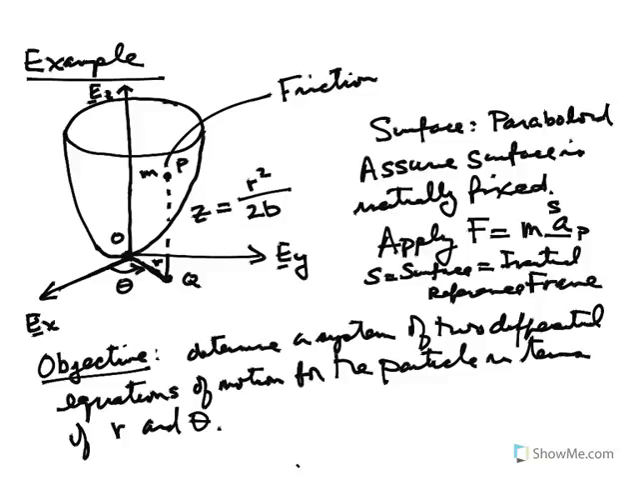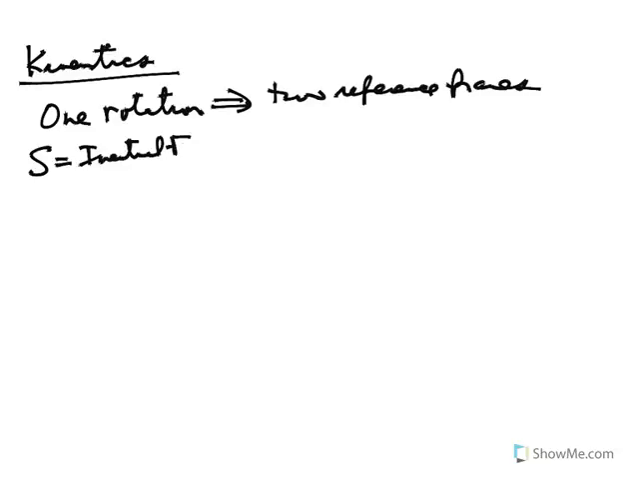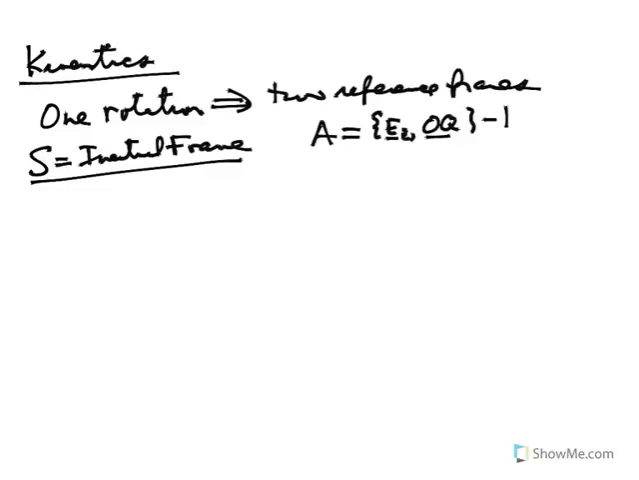Now, let's go through and do this problem. We have one rotation, so we're going to do the kinematics first. We have one rotation, which means we need two reference frames. Now in this particular case, S is the inertial frame. And then we're going to define a second frame, which I'm going to call A, and it's going to be the plane defined by EZ and OQ. So it's the EZ OQ plane.